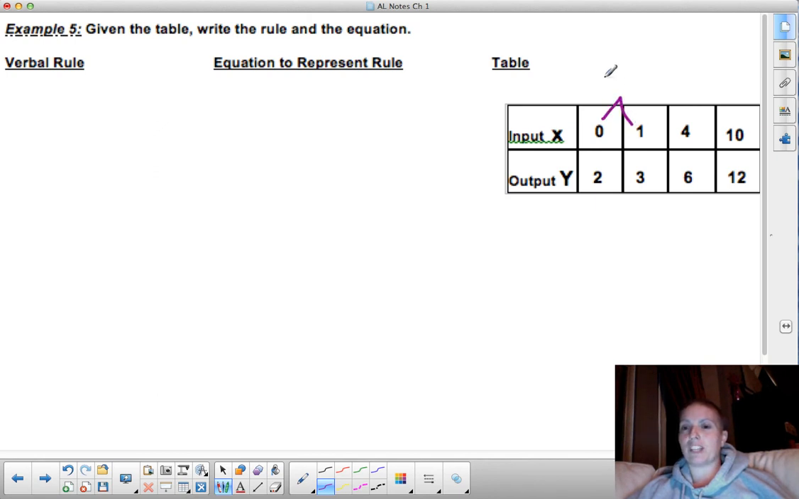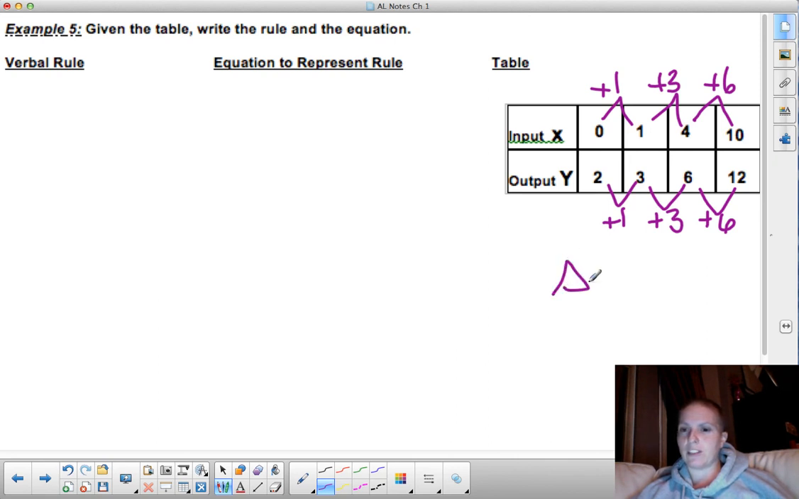I'm going to start with what's my change in x's. This one changed by 1. It's an increase of 1. This is an increase of 3. And this is an increase of 6. I'm going to go to my y values, because remember, it's always change in y over change in x. Increasing by 1. Here I happen to increase by 3. And here I happen to increase by 6.